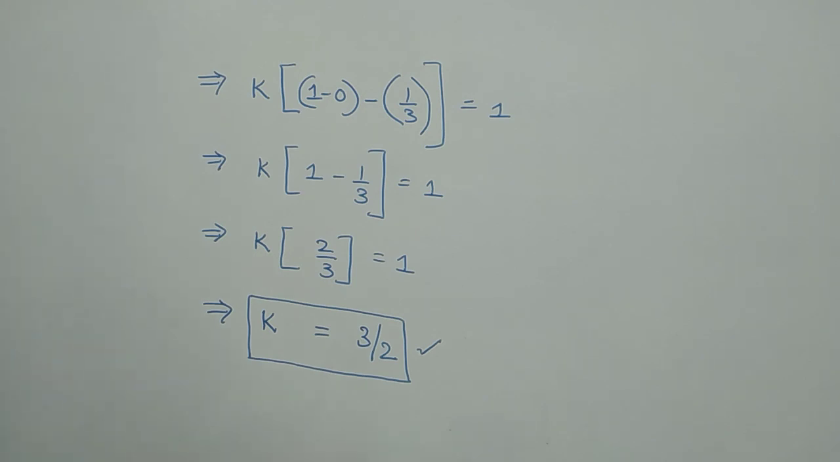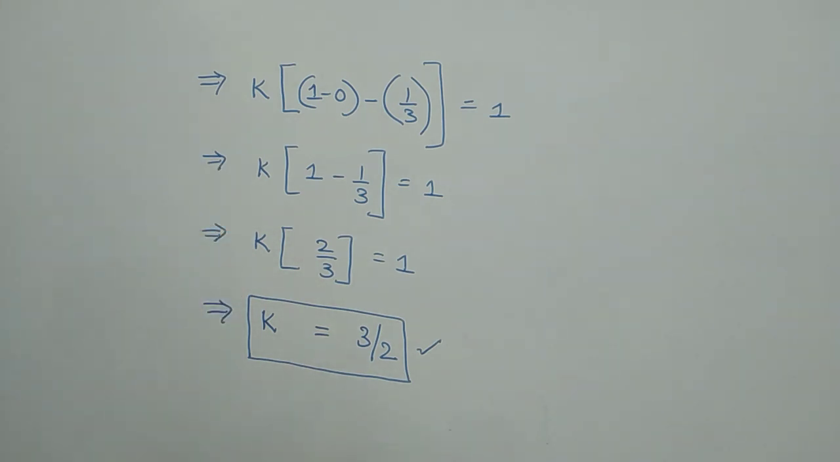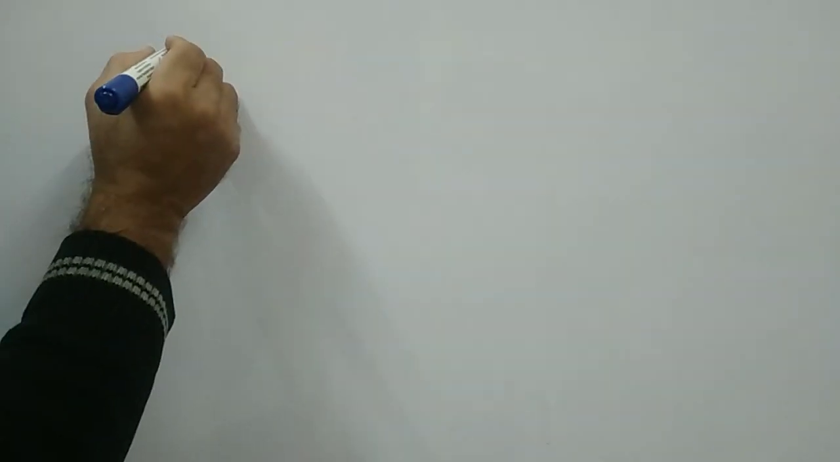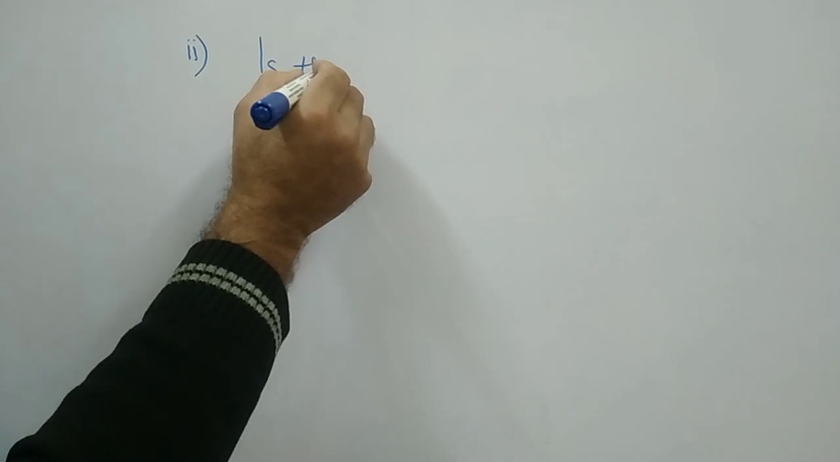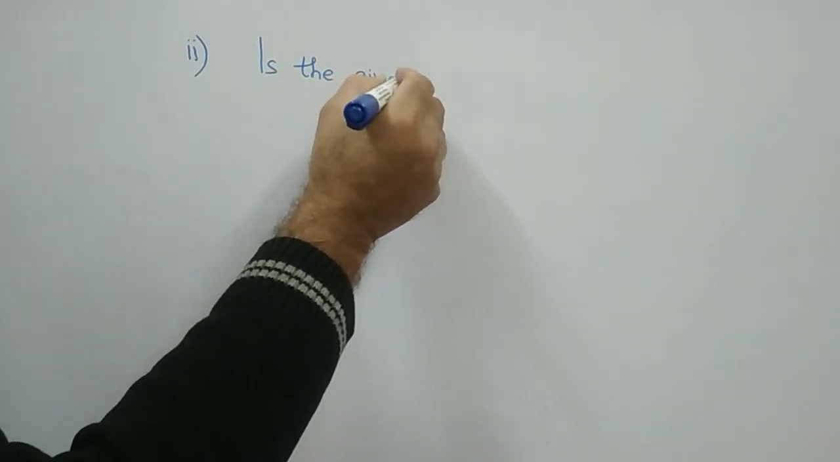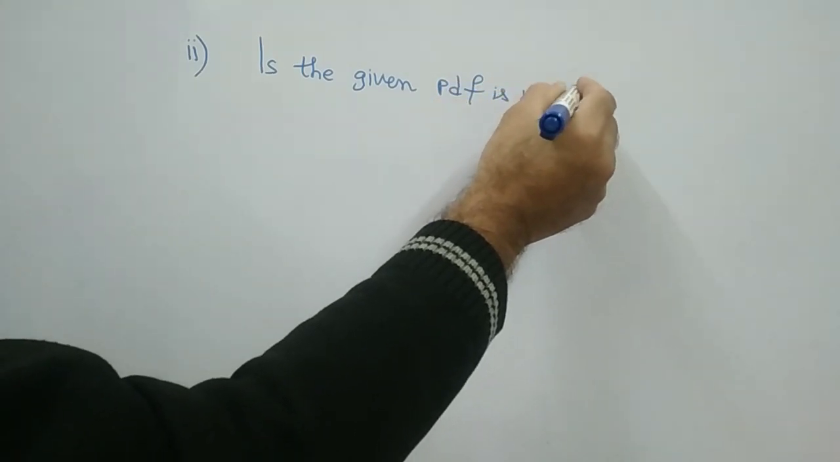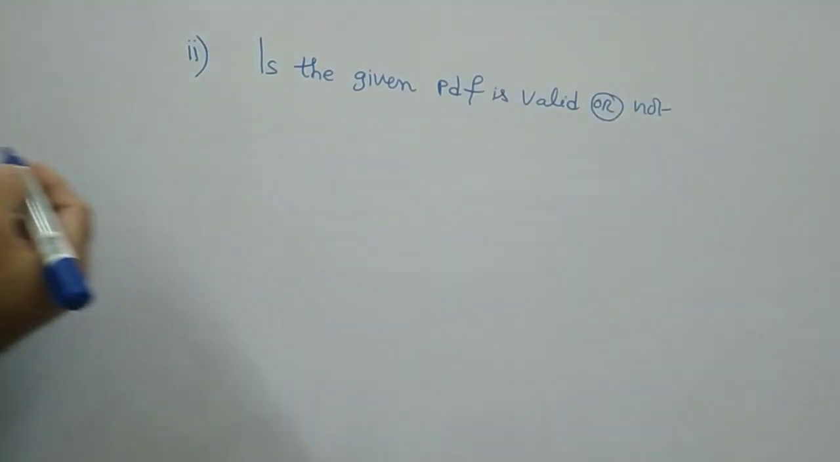Clear? This is the k value you have to find out from the second property of the density function. Now, the first bit is over. Now, coming to the second one. What is the second bit? Is the given PDF valid or not? Sometimes in examinations it will be asked. For the second bit, is the PDF valid or not? Clear what we need to do for this?